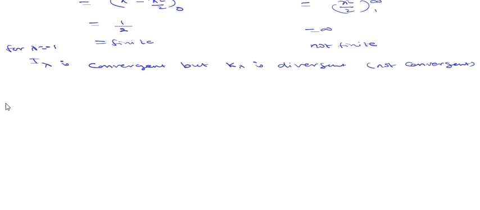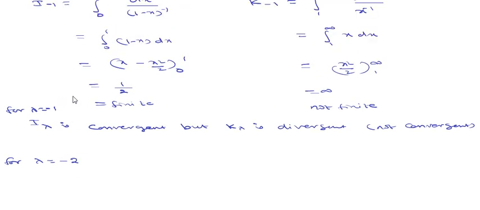Now we will see for lambda equal to minus 2. So for lambda equal to minus 2, the same thing continues. So integral 0 to 1 dx by 1 minus x power minus 2. So the 1 minus x power 2. So the same thing holds.